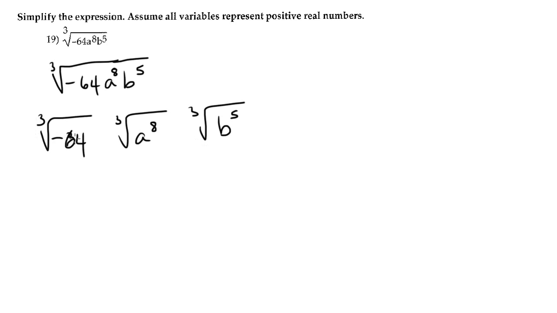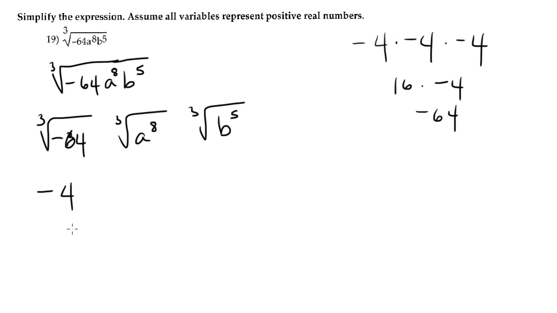So is there a cube root of negative 64? Is there a number I can multiply by itself 3 times to get negative 64? I think if I multiply negative 4 times itself, negative 4 times negative 4 is 16. 16 times negative 4 is negative 64. Yep. So the cube root of negative 64 is just a whole number, negative 4.